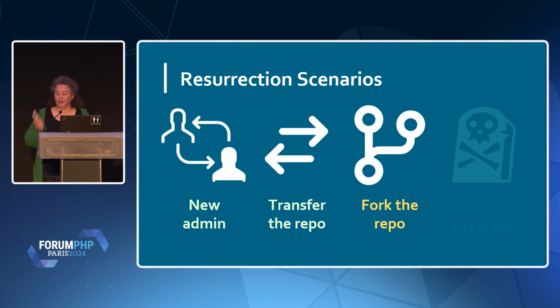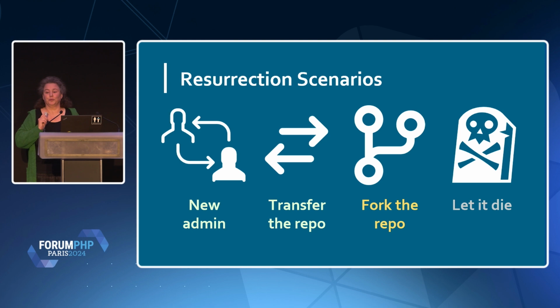The last option is let the project die. Now you might think, oh yeah, but then someone will take over and fork the repo. Yeah, about 50 people will do that. And then nobody knows which fork to contribute to. And in about a year's time, the project will still have died. Yeah?